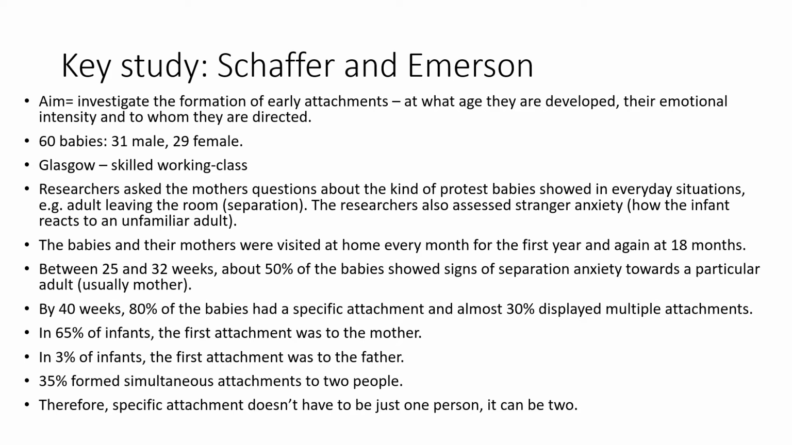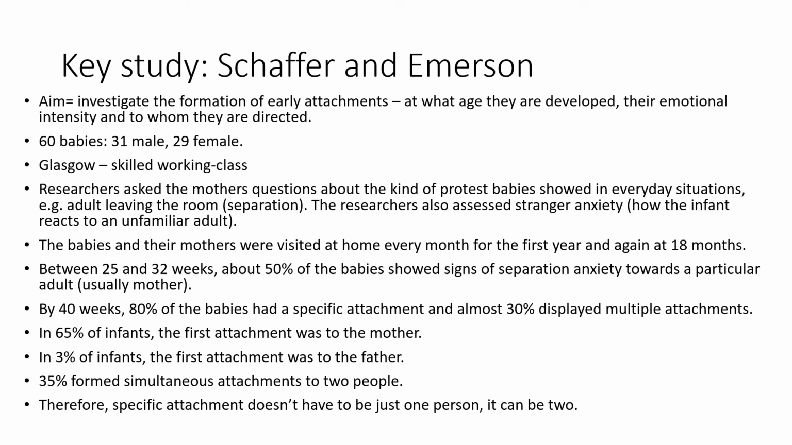And the babies and their mothers were visited at home every month for the first year and again at 18 months. Now between the weeks 25 and 32, about 50% of the babies showed signs of separation anxiety towards a particular adult, and that particular adult was usually the mother. By 40 weeks, 80% of the babies had a specific attachment and almost 30% displayed multiple attachments.